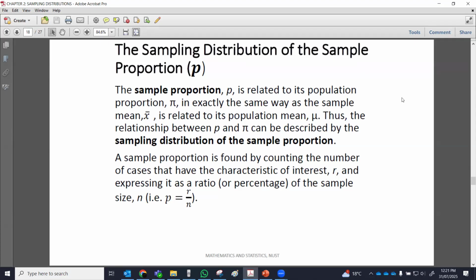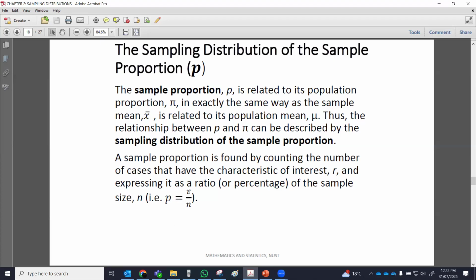Now, with a proportion, we want to know how many out of a given number in the population are described by a certain characteristic. So let's say, for example, in the class we have male students and female students. I might be interested in the proportion of male students, or the proportion of female students. The way that our sample proportion P is related to the population proportion pi is the same way that X bar is related to mu.